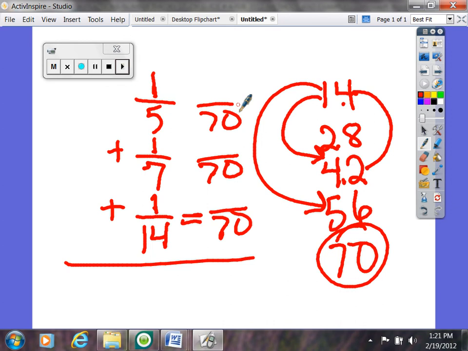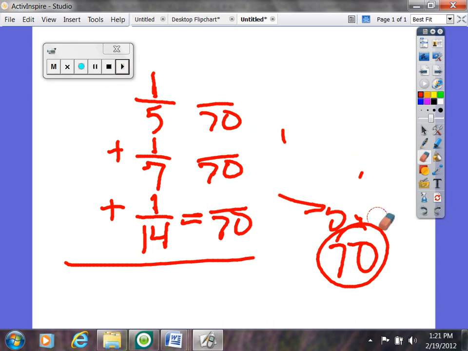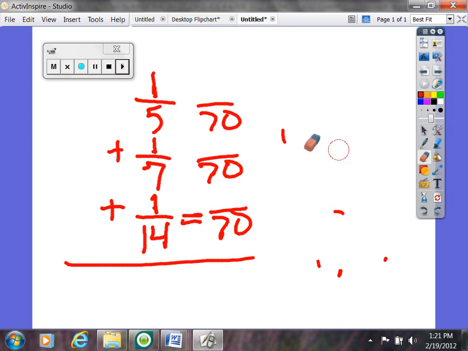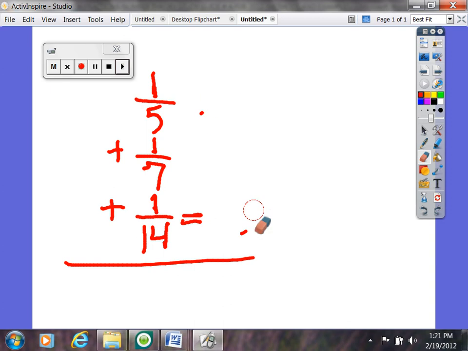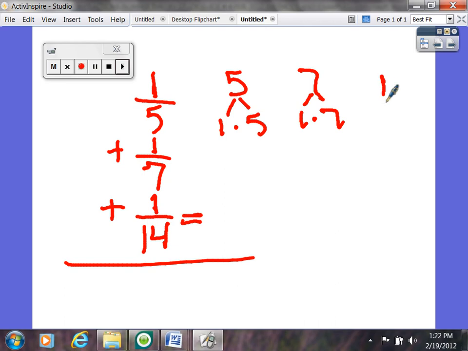Now let me show you one other way. And then I'm going to show you another couple of quick things and we'll be done. All right, another way to do this is do factor trees on all your numbers. 5 is just 1 times 5. 7 is just 1 times 7. 14 is 2 times 7.